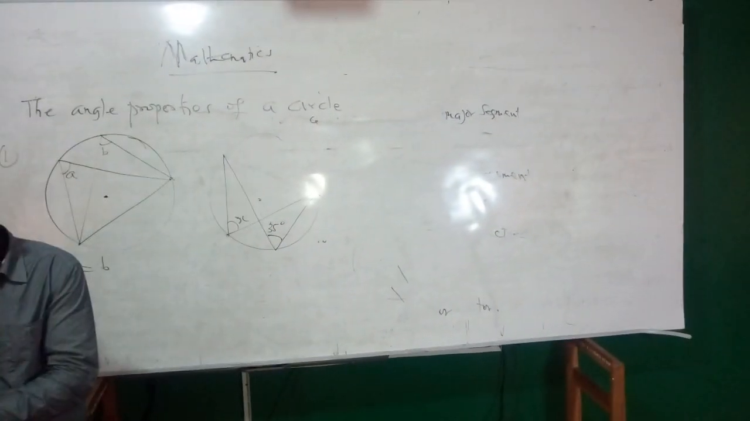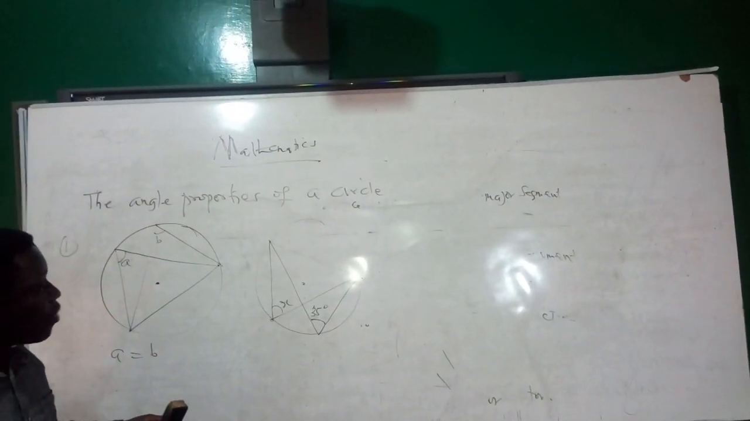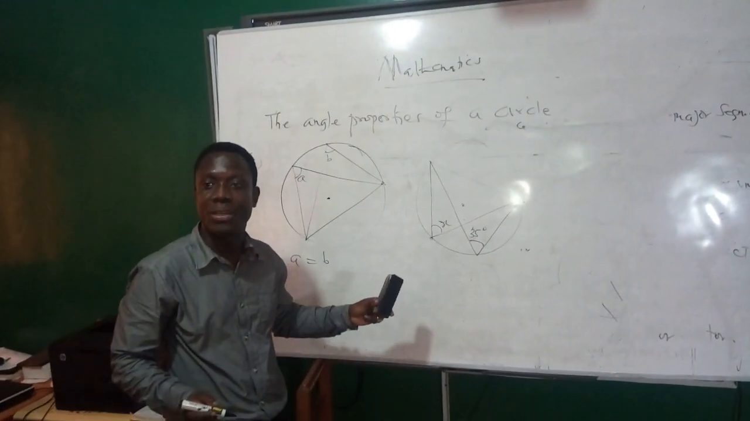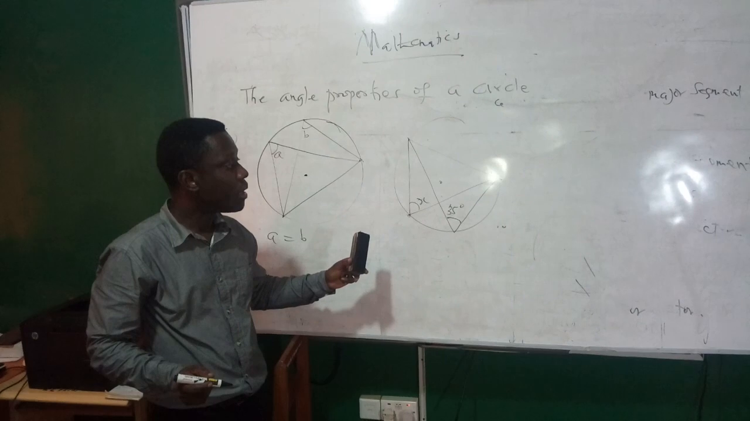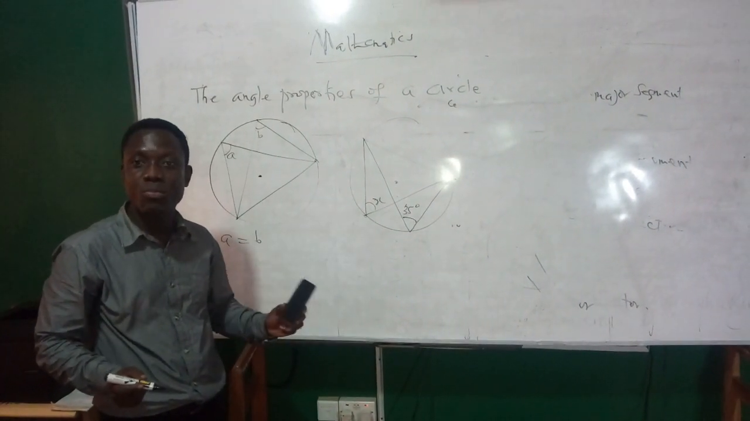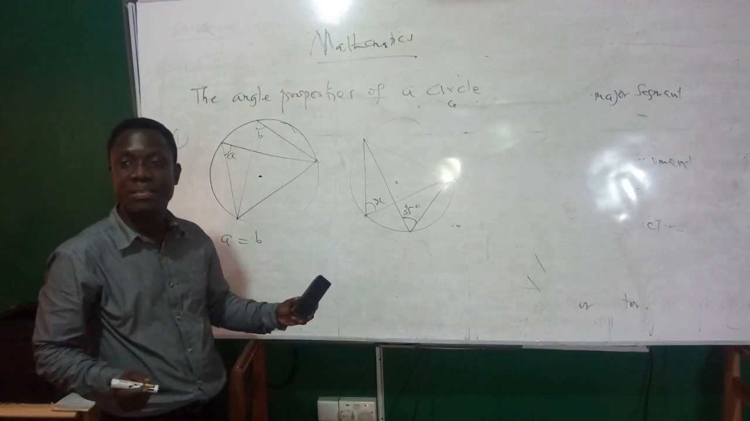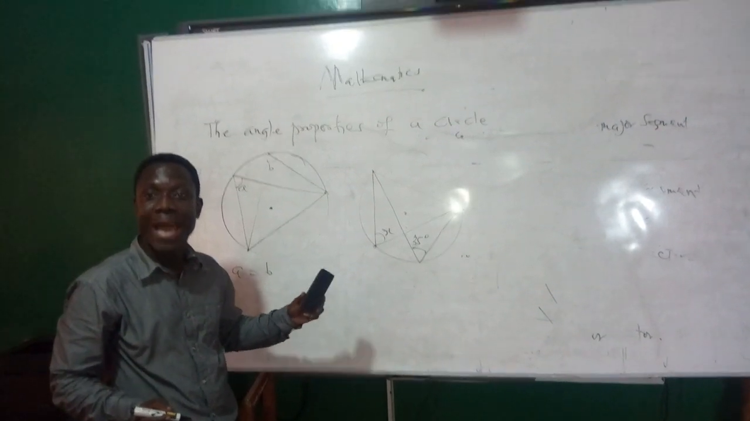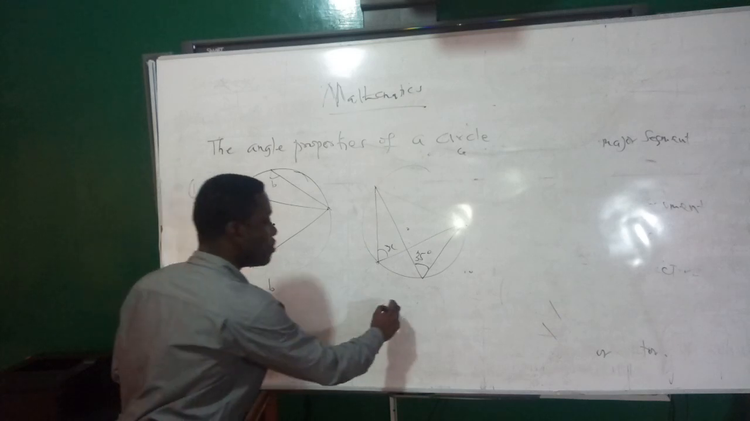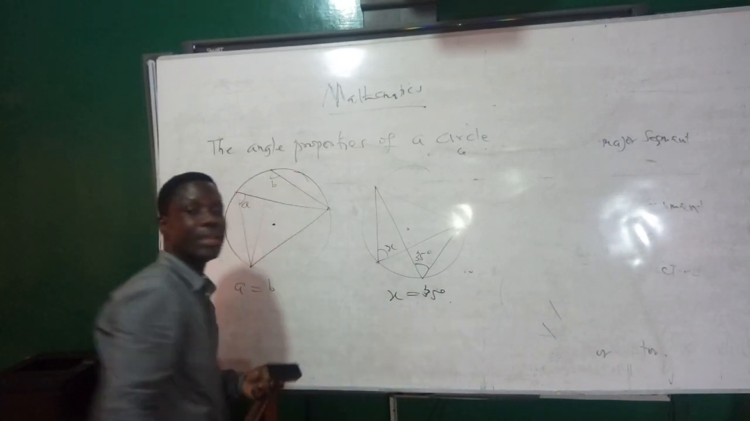The condition is that the two angles must be formed by the same chord, the ends of the same chord, and then also they should be in the same segment. So these are the two most important conditions. One, they should be formed by the ends of the same chord, and two, they should be at the circumference and in the same segment. So straight away from the property, we can say that X is simply 35 degrees.